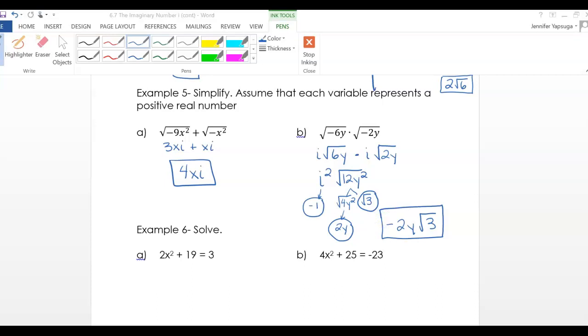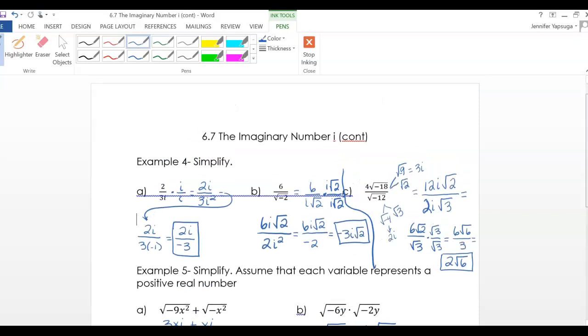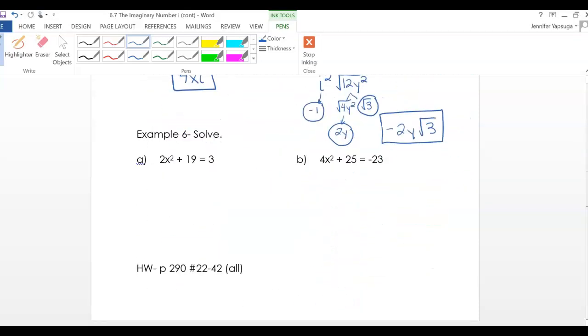Okay, we've just got 2 more examples to run through, so let's scroll down a little bit further to this last example 6, where we're asked to solve these equations. All right, so we've got 2x squared plus 19 equals 3. As we've looked at before, we need to isolate the variable. So we are going to subtract 19 from both sides. So you get 2x squared equals negative 16.